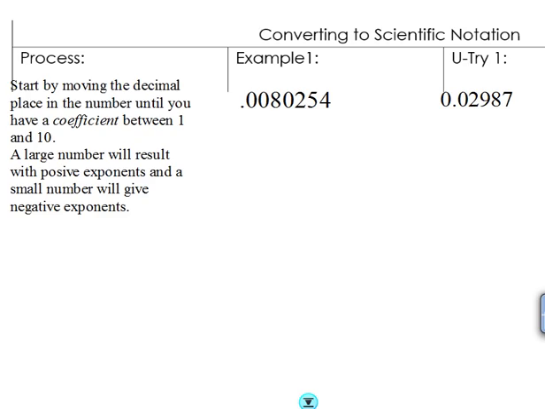And if a number is given in standard form, in order to convert it to scientific notation, we are just going to move the decimal point until we have the coefficient, the number between 1 and 10. So if I move the decimal point, we will have 1, 2, 3 times. Once you move the decimal point 3 times, our new number turns into 8.0254.